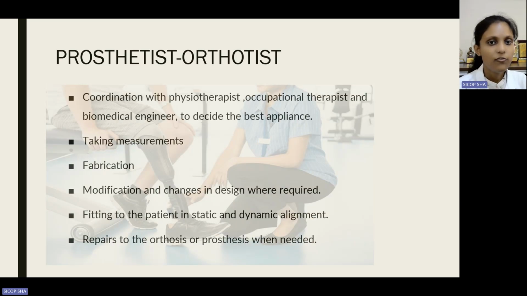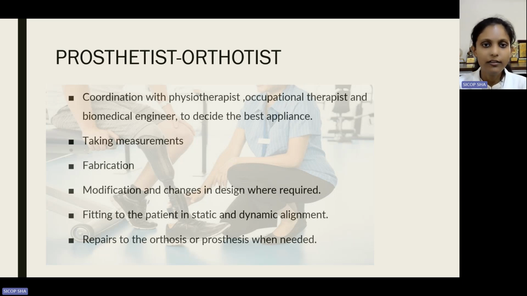So they are the ones whom the PT and OT send the patient to for the prescribed orthosis and prosthesis. Here the prosthetist and orthotist coordinate with the physiotherapist, occupational therapist, and the biomedical engineers who make the orthosis and prosthesis to decide which is the best appliance for the patient. So what they do is they first take measurements, they do the fabrication work, they modify and change the design whenever required, fitting of the patient in static and dynamic alignment, and repairs to the orthosis or prosthesis whenever needed.